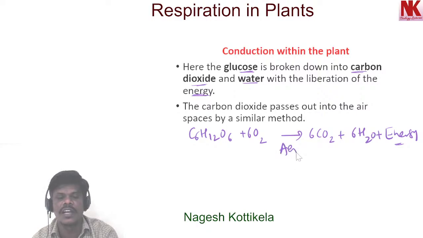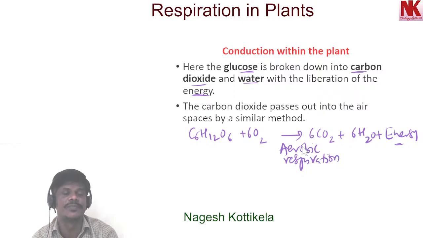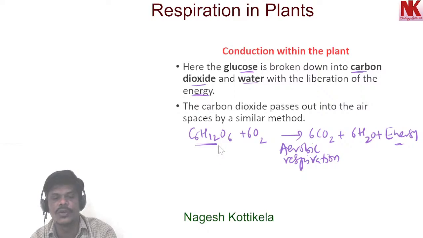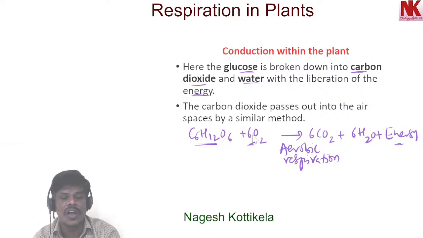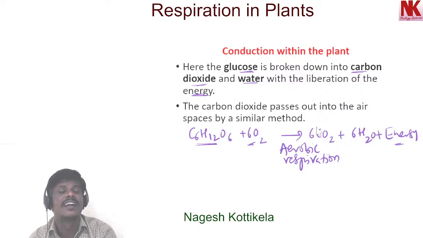What is this called? Aerobic respiration process occurs inside the cells. This is the glucose molecule, this is oxygen. So in the presence of oxygen, aerobic respiration takes place, and because of that the products are carbon dioxide and water, and along with this energy is released, which is stored in the form of ATP. So this is what we call aerobic respiration. Energy is released.